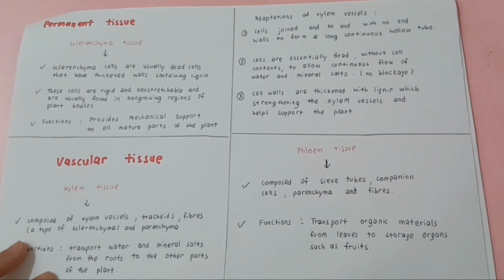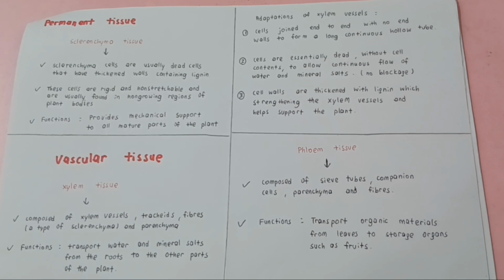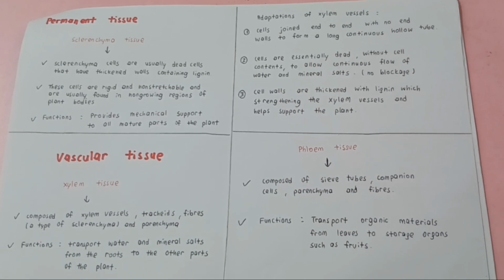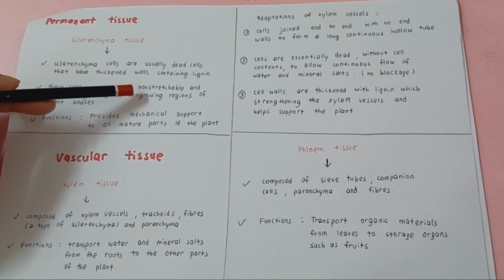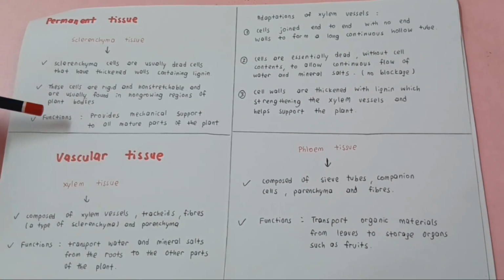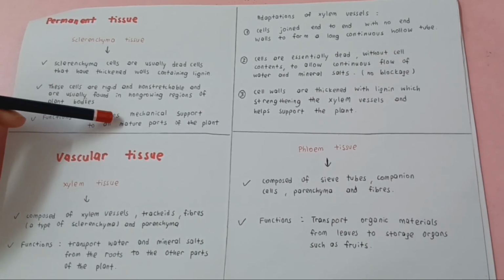So the next one is the sclerenchyma tissue. Sclerenchyma tissue are usually dead cells that have thickened cell wall containing lignin. The cell wall of sclerenchyma tissue are very thick, and then the sclerenchyma cells are rigid and non-stretchable, and they are usually found in non-growing region of plant body because they are permanent tissue, so they can only be found in non-growing region of plant body. The function is to provide mechanical support to the mature part of the plant.